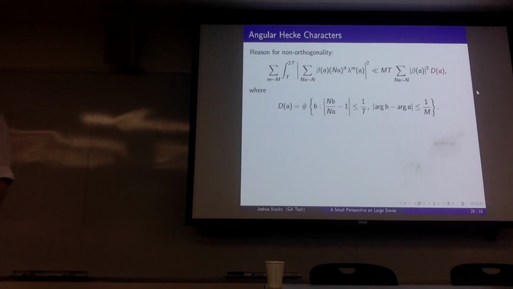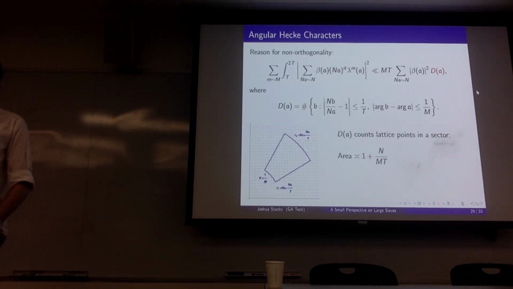Okay. Anyway, the reason that non-orthogonality comes up is that if you apply the quasi-orthogonality relations that these impose, you get something where you expect this to be the right thing, except that you have this additional arithmetic coefficient, which is really counting lattice points inside of the sector. D of A is counting the lattice points where your outer and inner radius are like the norm of your fractional ideal A, the total radius is like the norm of that over T, and your angular constraint is of size 1 over n.